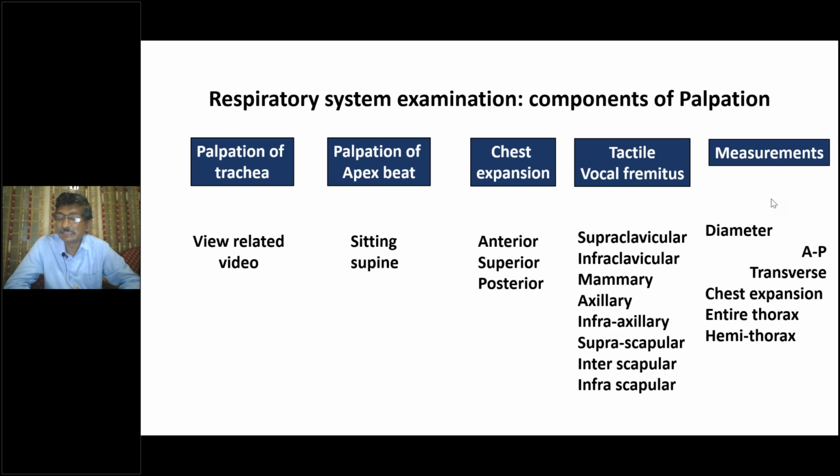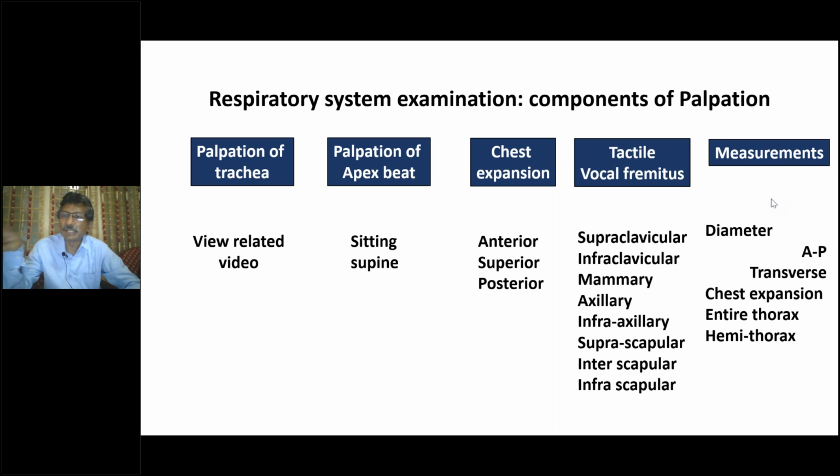But when there is a consolidation, the filtration function of the lung is lost. The filtration function of the lung is lost. I mean the filtration of the sound. So when the filtration function of the lung is lost, you will hear a sound in the chest wall which is identical to what you hear at the vocal cord. So whatever is produced at the vocal cord will fully be transmitted up to the chest wall. So that is why tactile vocal fremitus will be increased in the region corresponding to the right lower lobe.